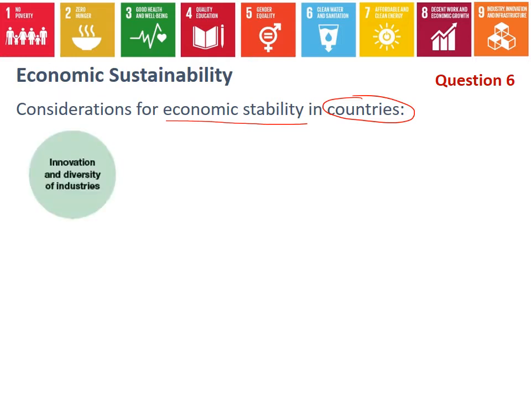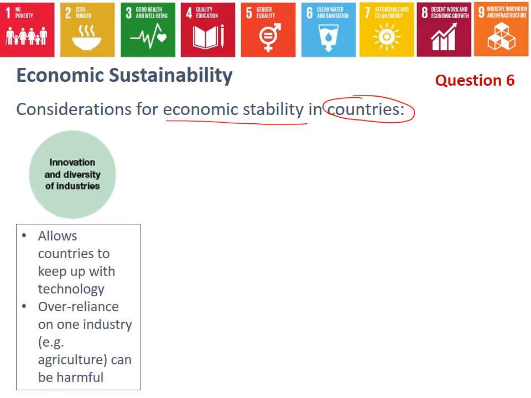So the first thing we need is to have innovation and diversity of industries. And we've touched on this when we've looked at characteristics of low-income countries, those economic characteristics. You'll probably notice that some of these align with that. So innovation and diversity of industries. This allows countries, firstly, to keep up with technology, so with things like innovation, science, research, developing new technologies. That's really important for economic sustainability.